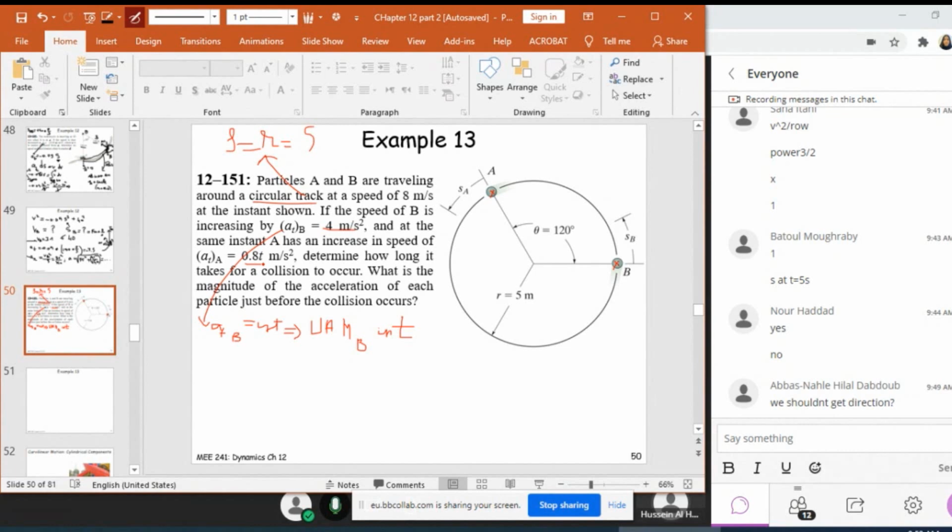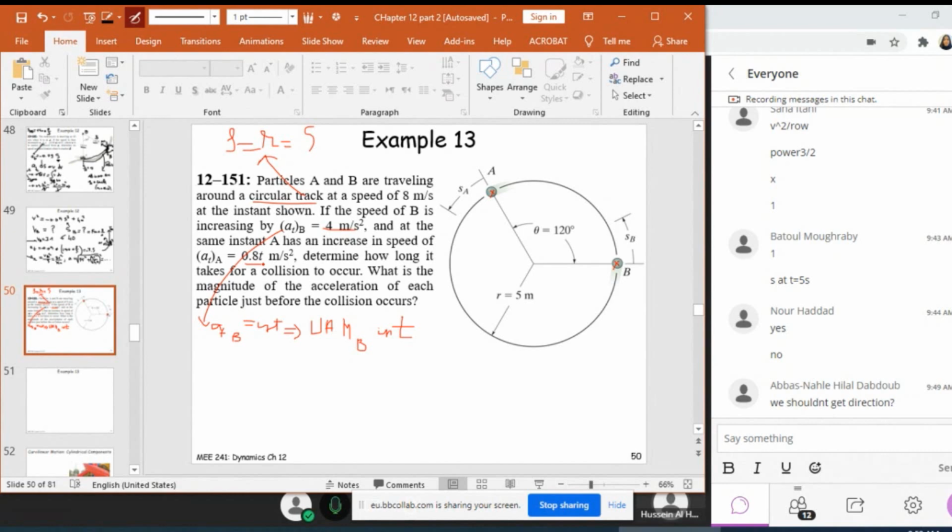Determine how long it takes for the collision to occur. So I need to find, guys, the duration it takes for a collision to occur. So there will be a collision, right? A will strike B or B will strike A. And I need to find what is the duration so that this collision occurs, and what is the magnitude of acceleration of each particle just before the collision, right? So I need to find the time t at which this collision occurs.